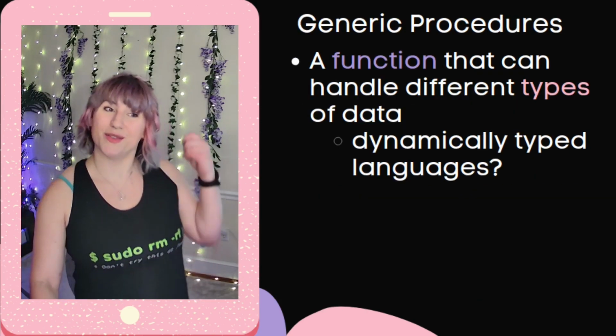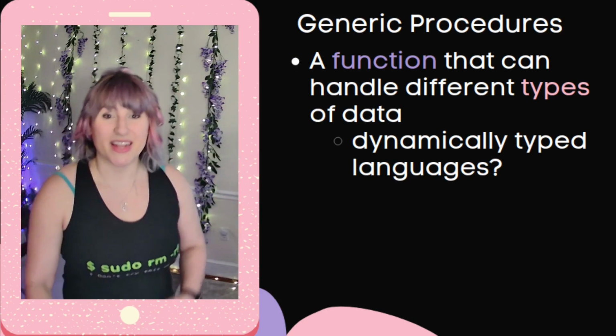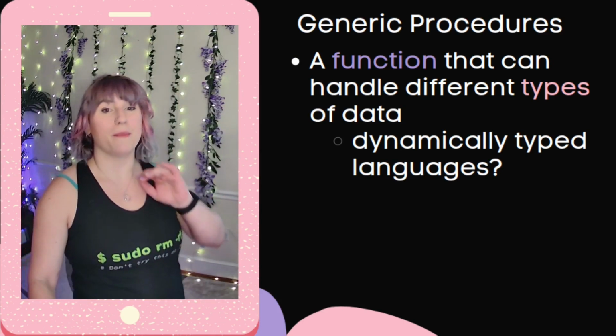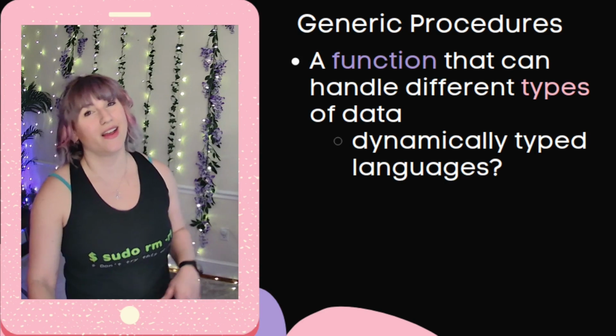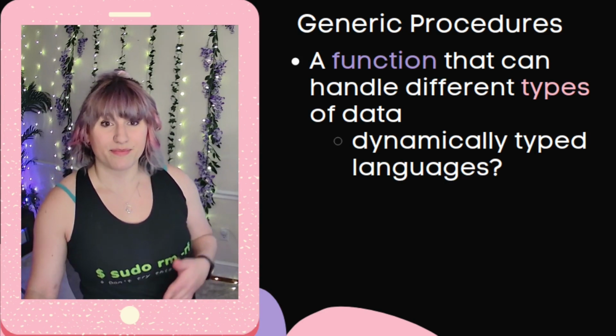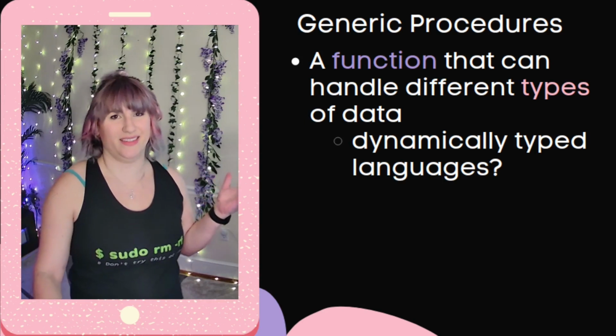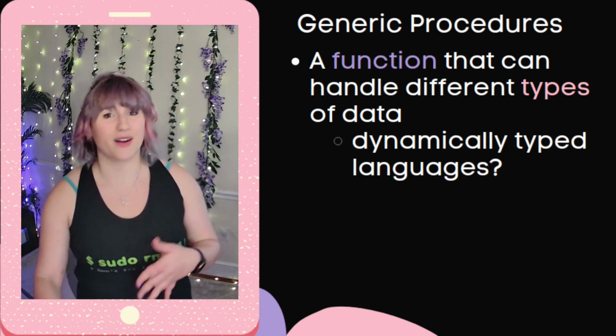Allow me to introduce you to Sussman's generic procedures. A generic procedure is a function that can handle many different types of data. And you may have heard me say types. Well, how does this work in a dynamically typed language like Clojure or Python or Ruby?